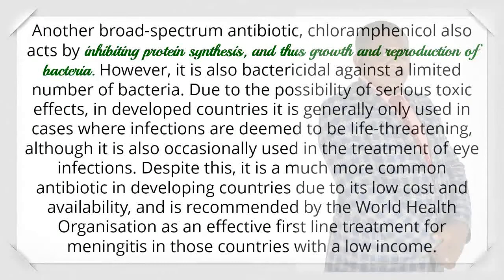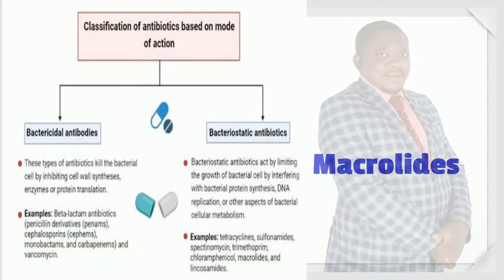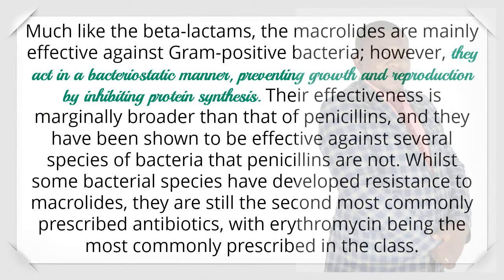Despite this, it is a much more common antibiotic in developing countries due to its low cost and availability, and is recommended by the World Health Organization as an effective first-line treatment for meningitis in those countries with a low income. Macrolides. Much like the beta-lactams, the macrolides are mainly effective against gram-positive bacteria. However, they act in a bacteriostatic manner, preventing growth and reproduction by inhibiting protein synthesis.